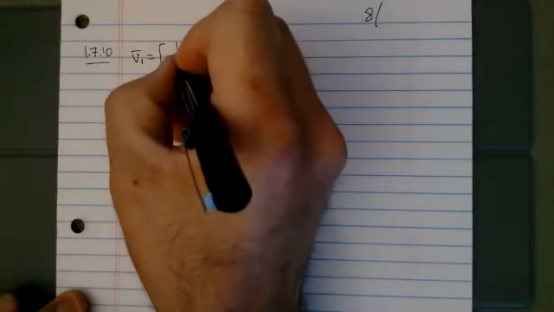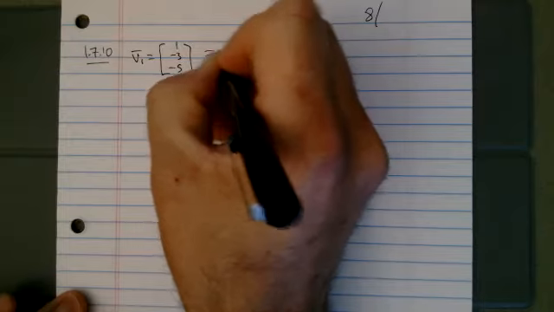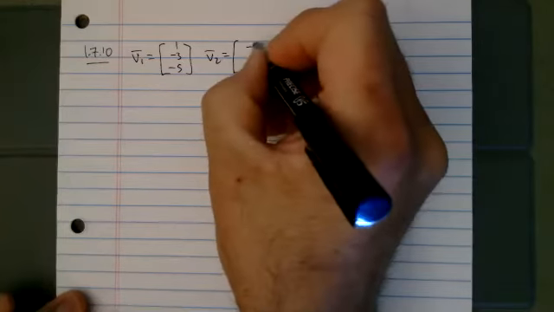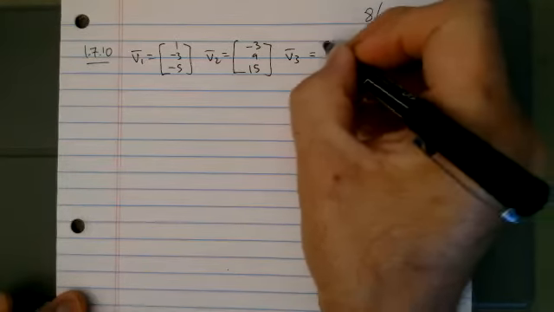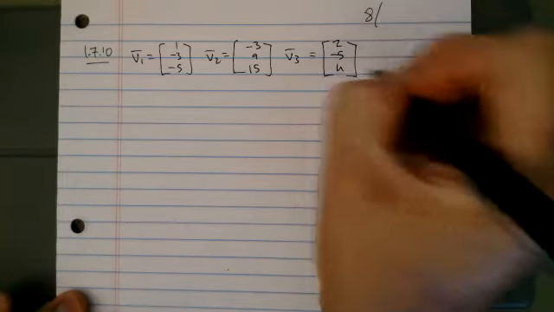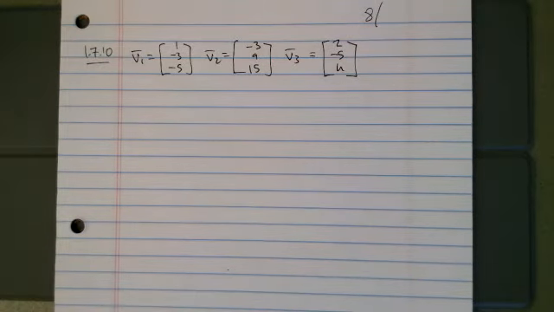In problem 10, while I'm writing these vectors down, V1 is 1, -3, -5. V2 is -3, 9, 15. And V3 is 2, -5, H. All right. So part A says, for what values of H is V3 in the span of V1 and V2? And for what values of H is V1, V2, V3 linearly dependent?